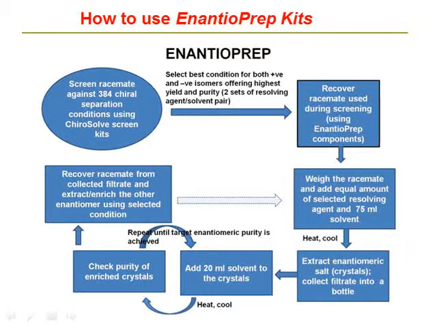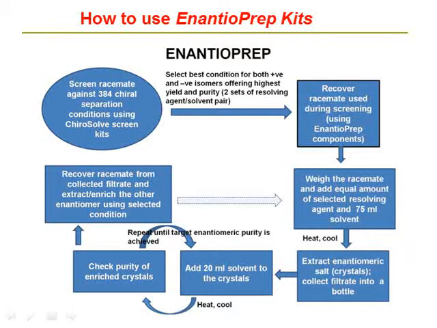Using the ChiroSolve screen kits, choose the best chiral separation conditions for the target enantiomer. Collect the contents of the screen kits in a separatory funnel and add the content of the recovery solution bottle to this solution. Mix and let stand. When 2 liquid layers form, extract out the bottom layer containing the racemate and solvents and dispose of the top layer containing the resolving agents and solvents.